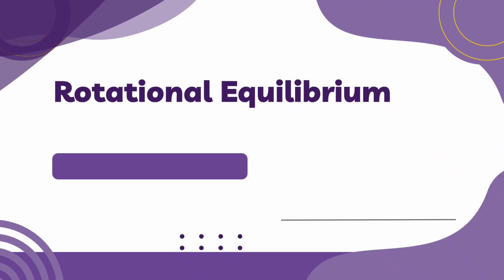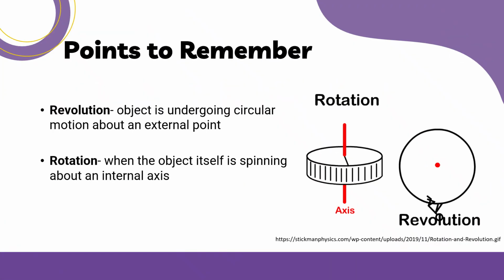In this video, our topic is about rotational equilibrium. When we say an object is in rotational equilibrium, it means it is rotating steadily. Its angular speed doesn't change. To understand this, let's recall two important motions. Revolution happens when an object goes around an external point like the Earth revolving around the Sun. Rotation happens when the object spins on its own axis like the Earth spinning to give us day and night. These are two basic types of circular motion.